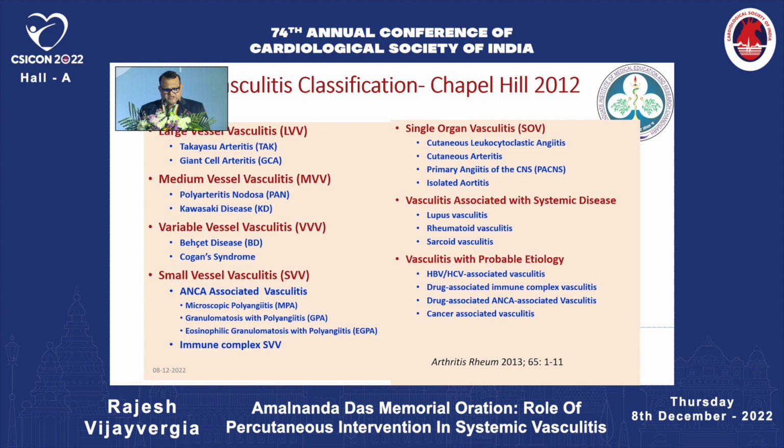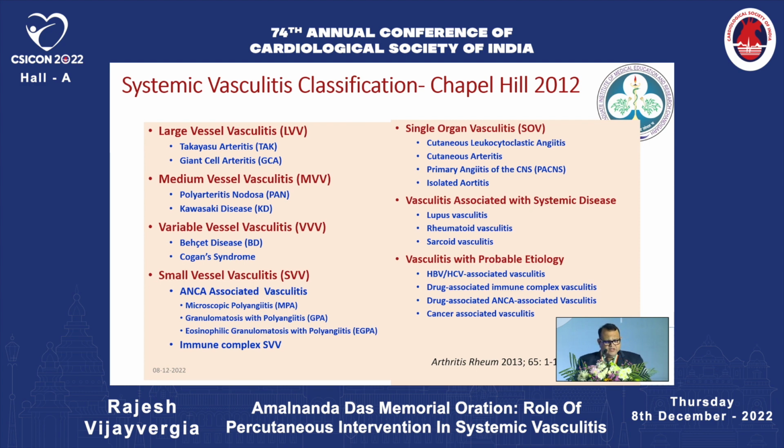Systemic vasculitis, as per the classification represented here, includes various types. Large vessel includes Takayasu arteritis and giant cell arteritis. Medium vessel vasculitis includes polyarteritis nodosa and Kawasaki disease. Variable vessel vasculitis includes Behçet's and Cogan syndrome. There are a few others associated with other systemic diseases, collagen vascular disease, and so on.